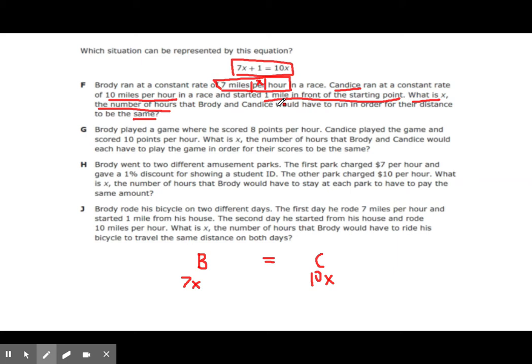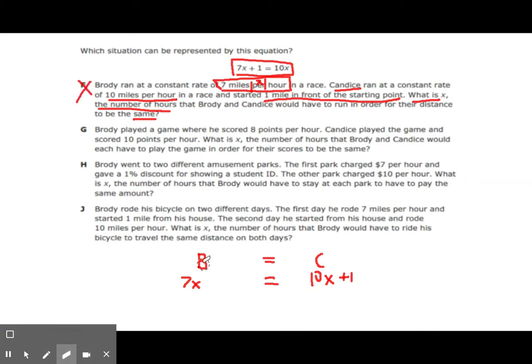Well, in order to get the total distance, we want the total distance to be the same. So to get the total distance for Candace, we need to add that 1 mile. So Brody, which is 7 times x, or 7 times the number of hours, needs to be equal to 10 times x plus 1. Does that match our equation? It does not, so our answer cannot be F.